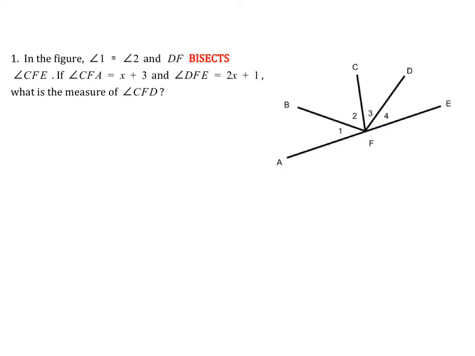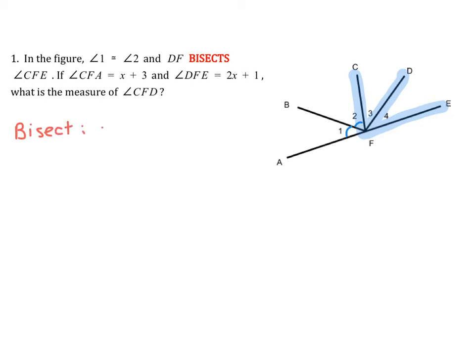So let's start with this nice problem. This says in the figure, angle 1 is congruent to angle 2, so I'm going to mark that up. Remember, those little arcs mean that the angles are congruent. DF, which is right here, bisects angle CFE. So let's do a quick reminder of what bisect means.